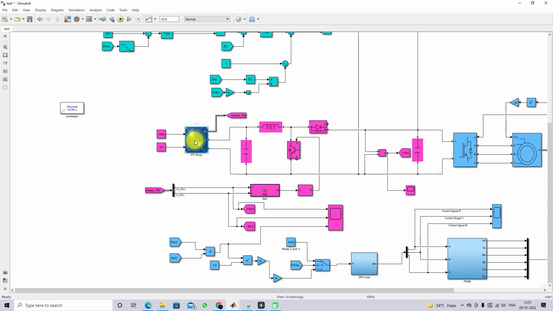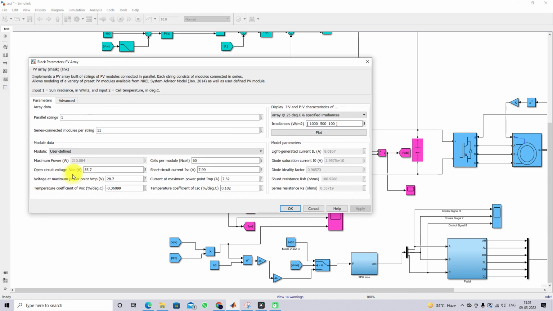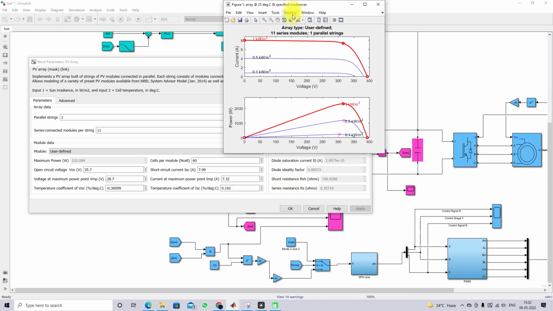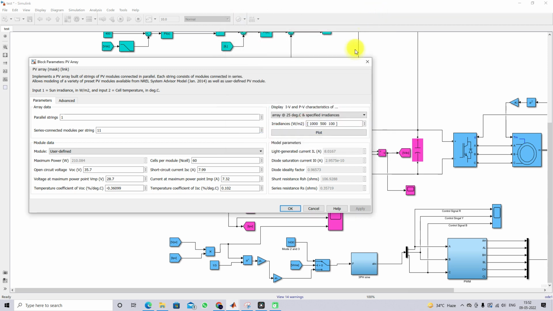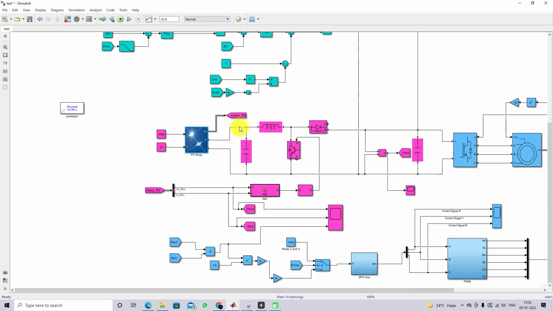The single panel rating is 210 watts, the voltage at maximum power point is 28.7 volt, and the current at maximum power point is 1.32 amps. The total power we are generating from these panels is around 2311 watts at standard test condition. And here we are using a boost converter.